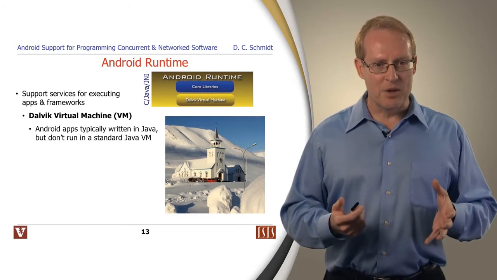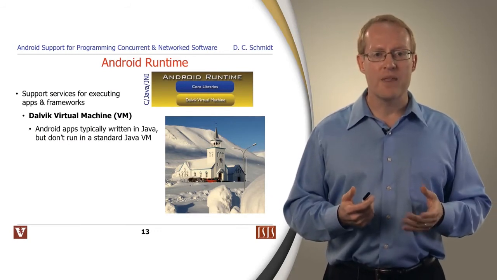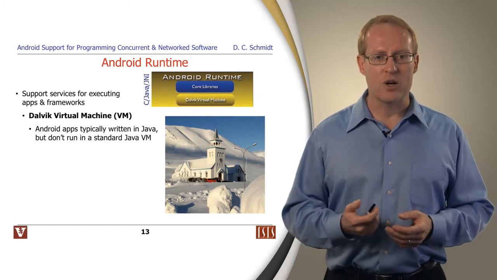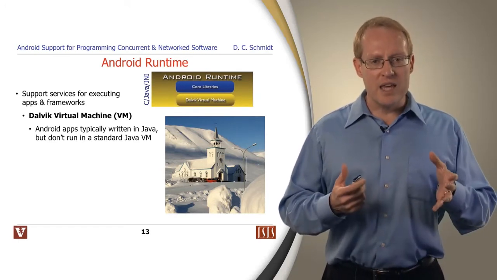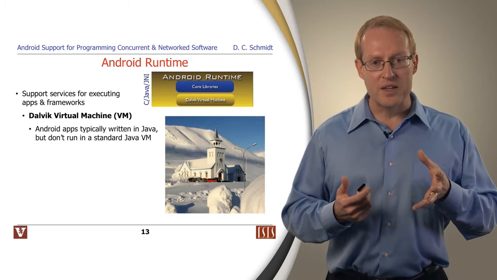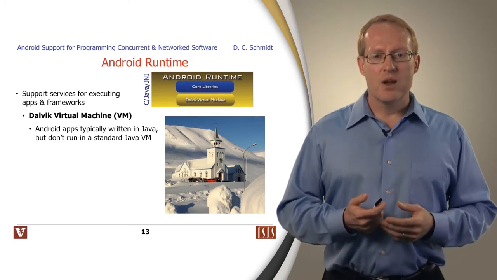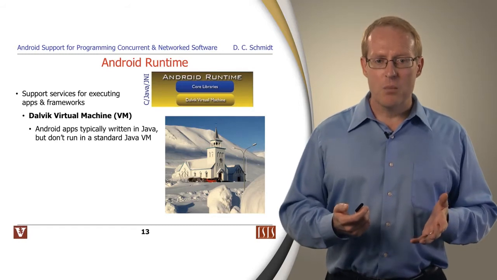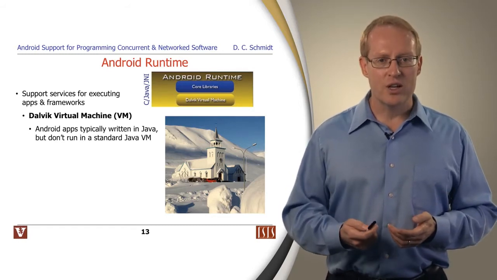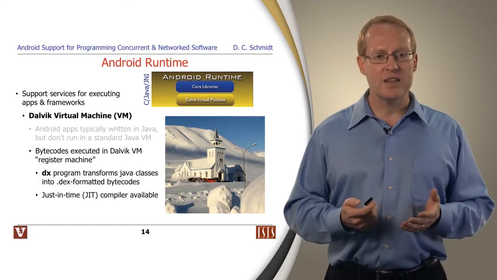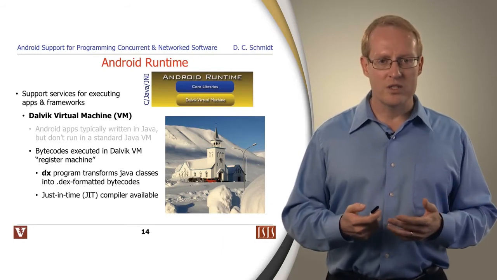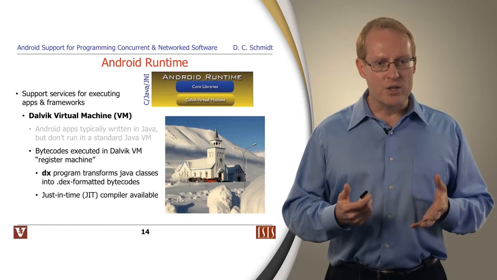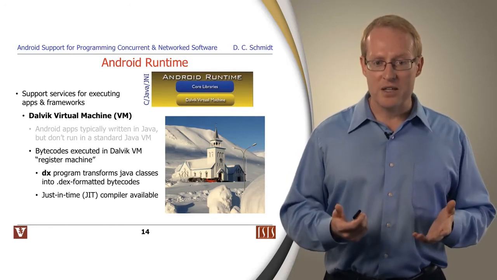Another set of capabilities is the Android Runtime. These provide support services for executing applications and frameworks on Android. The key capability here is something called the Dalvik virtual machine. Applications on Android are typically written in Java, but they don't run in a standard Java virtual machine. Instead, they execute on Dalvik, which is a variant of the Java virtual machine that uses a register model as opposed to a stack-based model.